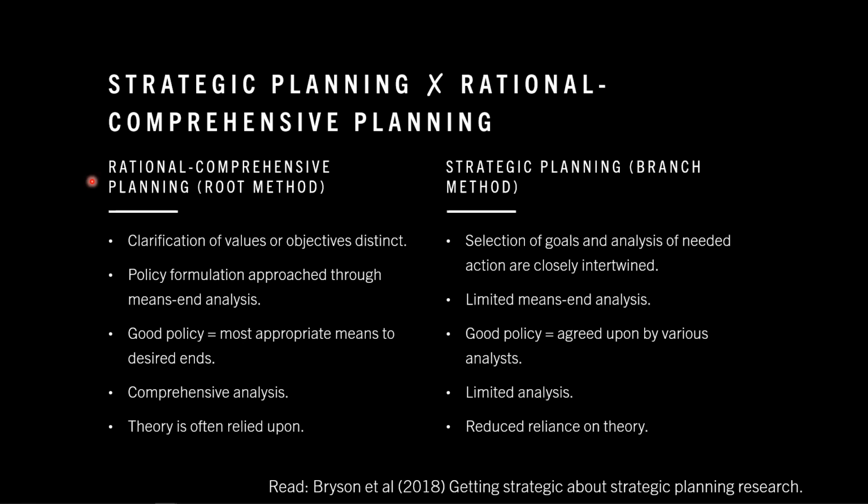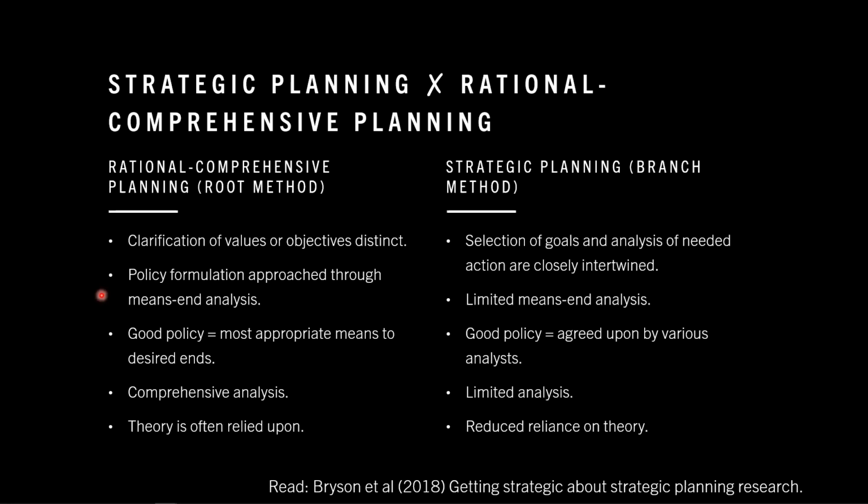And why they distinguish between rational comprehensive planning, which they also refer to as the root method, and strategic planning, which they refer to sometimes as the branch method. So in rational comprehensive planning, the clarification of values or objectives are distinct. So every goal, every objective that should be attained, that should be completed to achieve the organization's main goal, is usually very distinct. They're very clear and very distinct from one another.